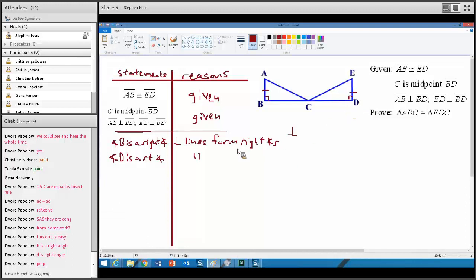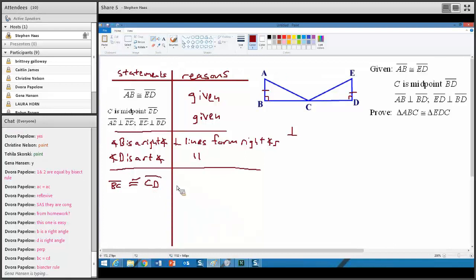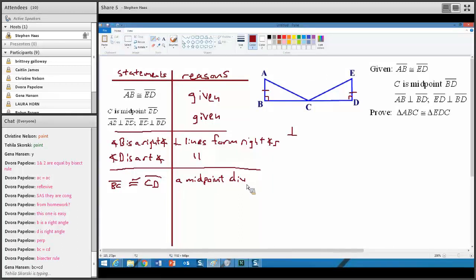Now, what next? So we've got angle D and B are right angles. Okay, we've got BC is, let's say, congruent to CD. Why is that? This is the bisector, or the midpoint rule. A midpoint divides a segment equally.